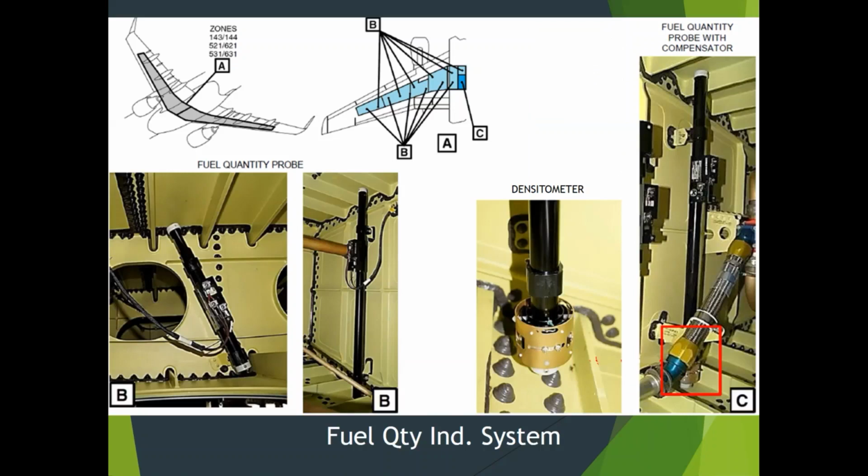Okay. So here is fuel quantity probes. You can see they don't necessarily have to be installed straight up and down. So rather than, the wing gets thinner and thinner, rather than having 13 different sizes, right?